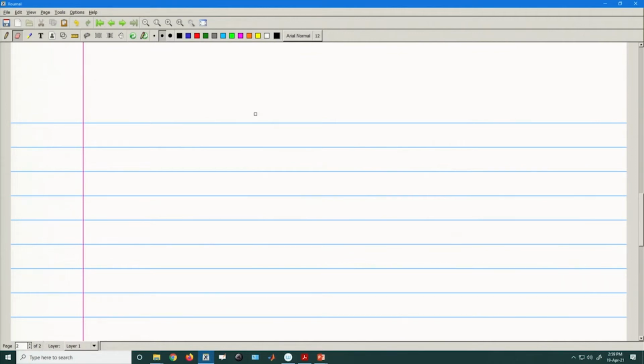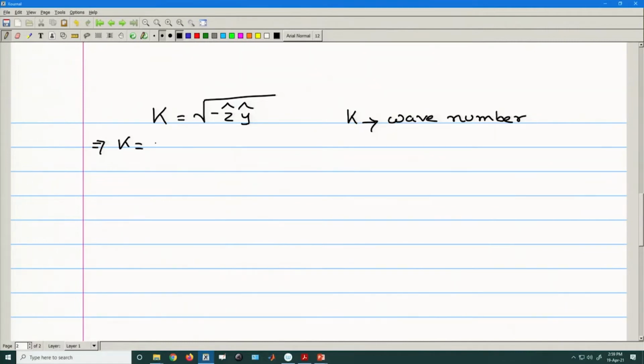Fine. So to start with, we know that K is given by root under minus of z cap and y cap, where K is the wave number and z and y are the impedivity and admittivity of the medium respectively. So substituting the values for z and y, we get K equals square root under minus of j omega mu, and y is sigma plus j omega epsilon.